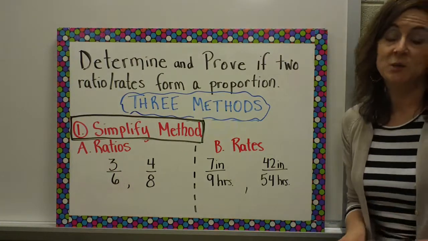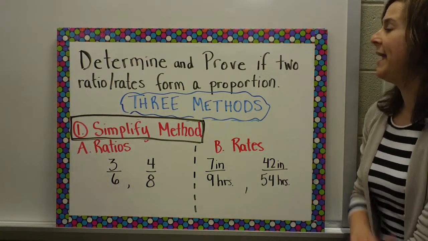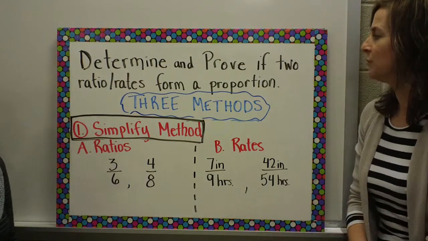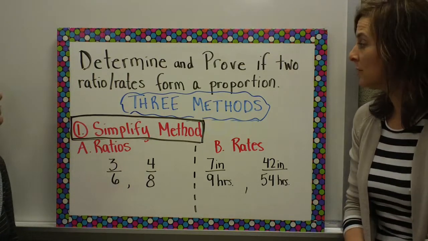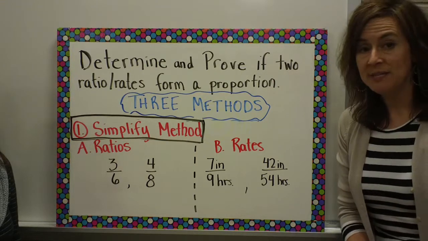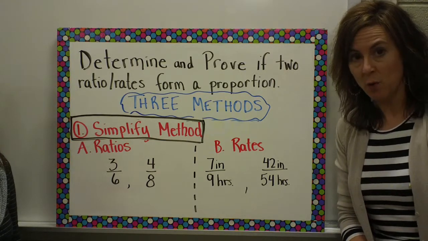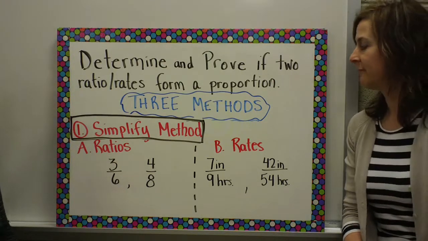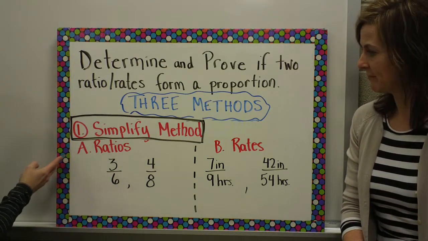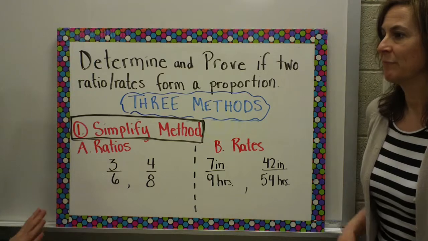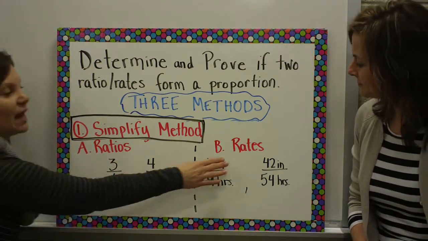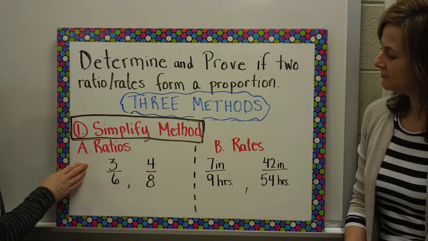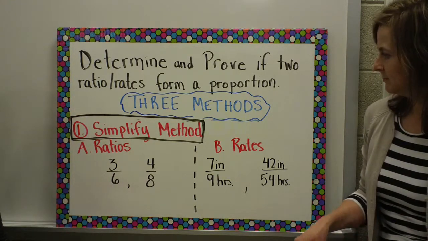Your job is going to be to determine and prove if a set of ratios, a set of ratios and a set of rates, or a set of rates form a proportion. There are basically 3 methods that we're going to go over, and you're going to choose the one that works best for you. The first method is the simplifying method. We're going to apply it a little bit differently for ratios and for rates. We've already worked on simplifying ratios, and we've already worked on simplifying rates.